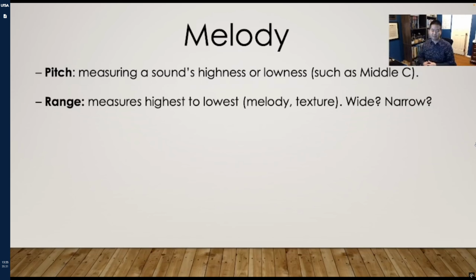Versus maybe a narrower range, which might be more like this. Maybe that was the whole melody of a verse, for example. It would be relatively narrow, and you could hear that in the song itself.